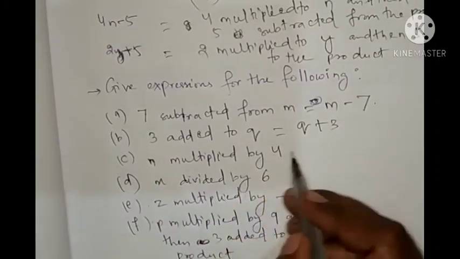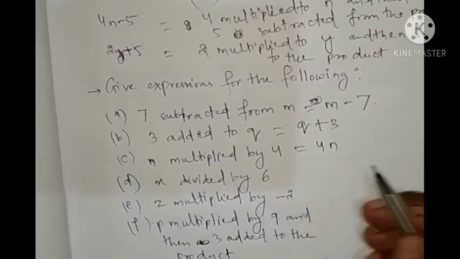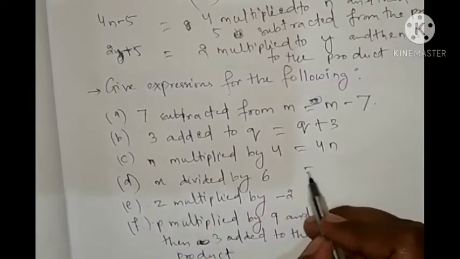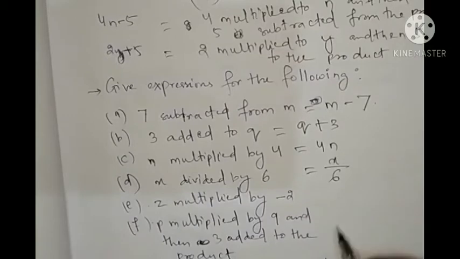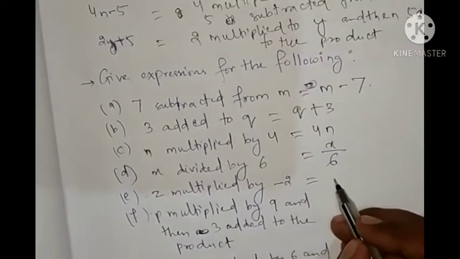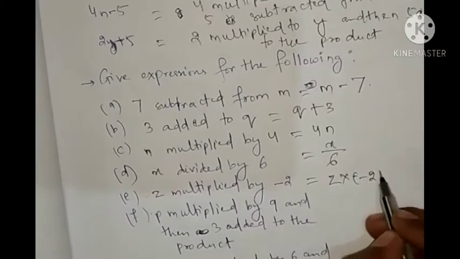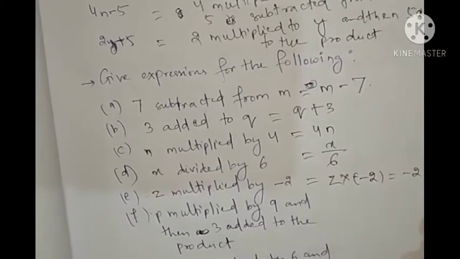n is multiplied by 4. So what you can write? 4n. X is divided by 6. What you can write? X by 6. Then z is multiplied by minus 2. So z into minus 2. What you can write? Minus 2z.